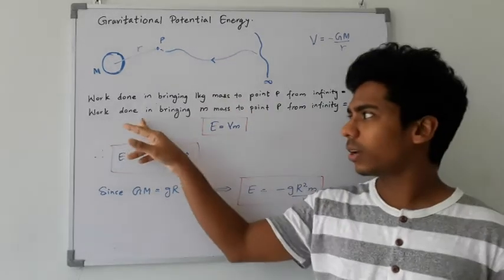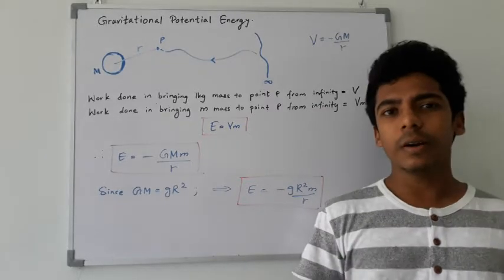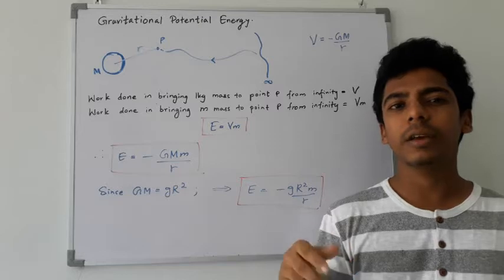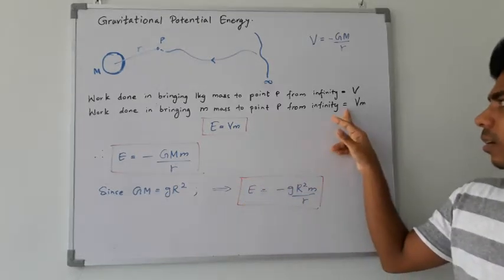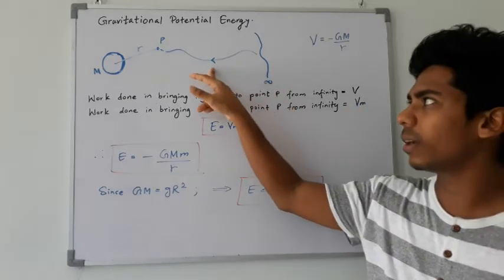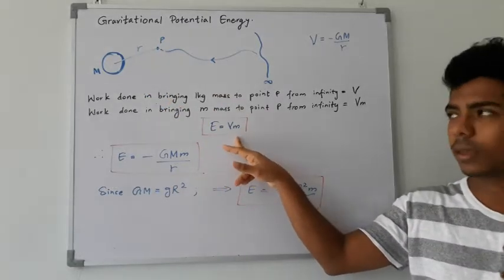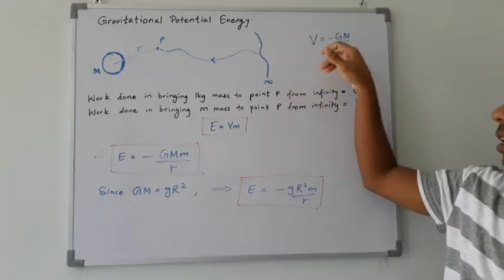And the work done in bringing a mass to point P from infinity. So the work done in bringing 1 kilogram mass is V, then the work done in bringing m kilograms is V times m. So I can write that is equal to Vm. So that is the energy associated with bringing a mass m to that point. So I can write E is equal to Vm. And we know the potential at this point, I can write V is equal to minus GM over R.